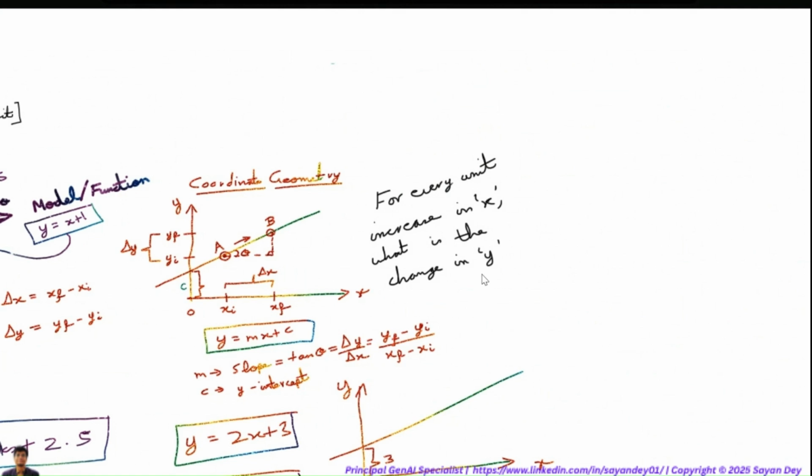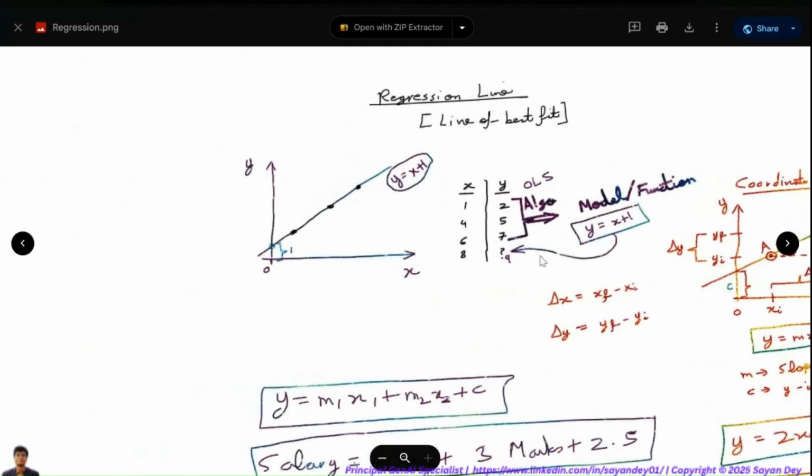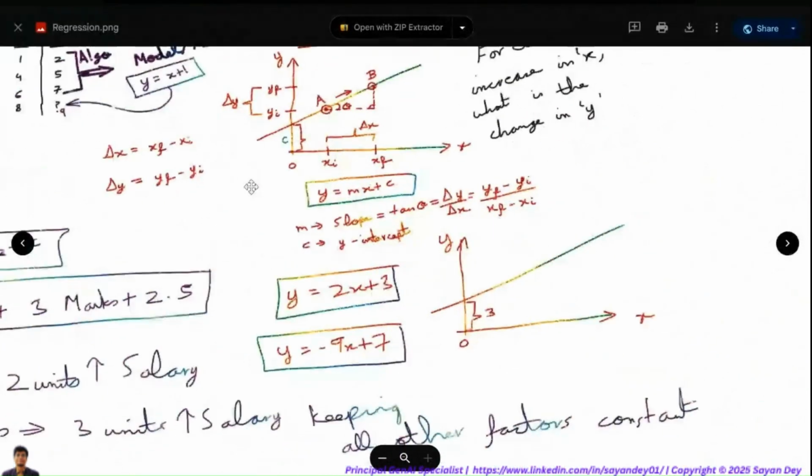So for every 1 unit increase in the value of x, what is the change in the value of y? That is how we define the meaning of slope. Now, if you relate it to the examples that we did so far, let me take you to this example.